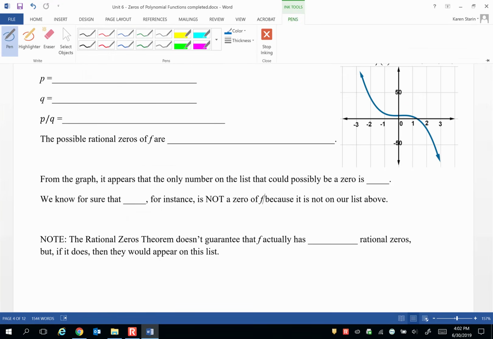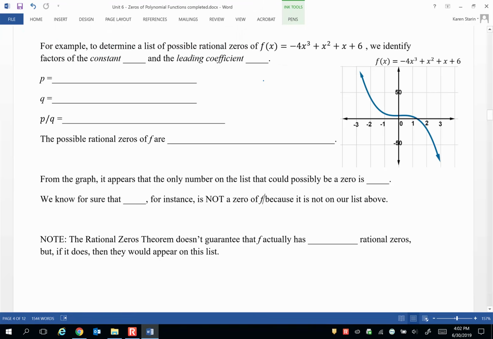Let's apply the rational zeros theorem to an example. So let's determine a list of possible rational zeros of f of x equals negative 4x cubed plus x squared plus x plus 6. We first have to identify the factors of the constant, which is 6, and the factors of the leading coefficient, which is negative 4.